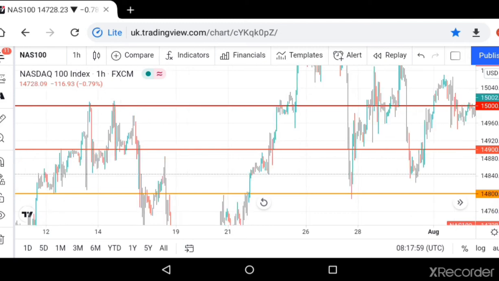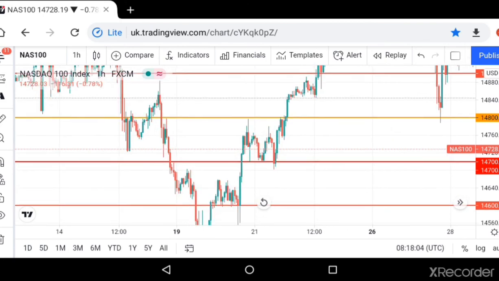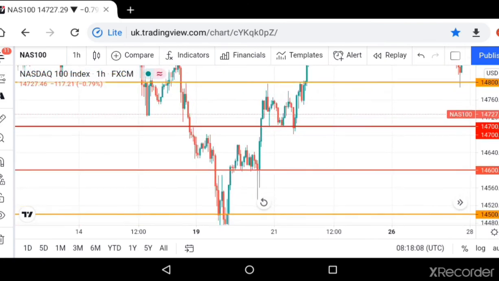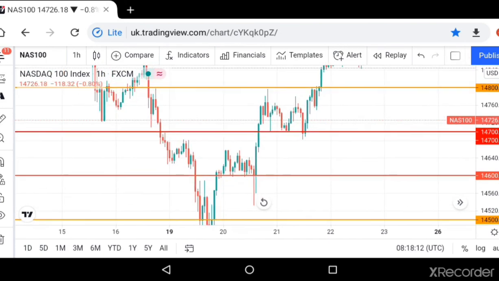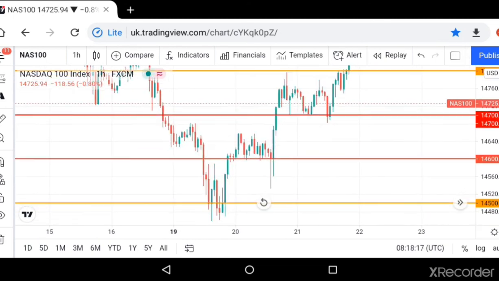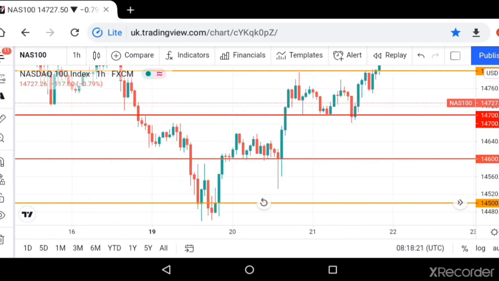Okay, so let me just zoom. I want to start where the market started moving higher, which was around here. Look at this. Let's just take it as an example. Let's say you were trading and you're not using any indicators. Look at this beautiful move.